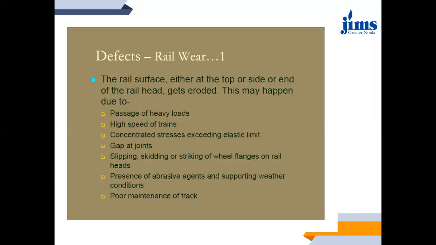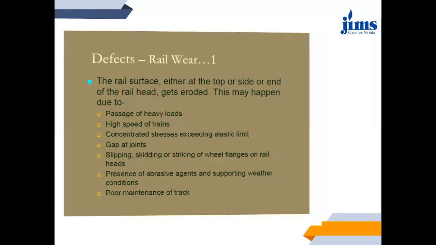Then we have slipping, skidding, or striking of wheel flanges on the rail heads, which ultimately causes the surface of the head of the rails to deteriorate. Then presence of abrasive agents and supporting weather conditions. Then poor maintenance of track can also cause rail wear.